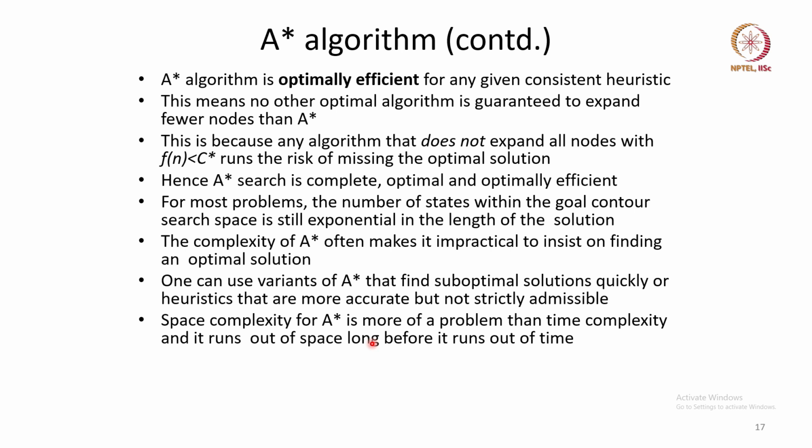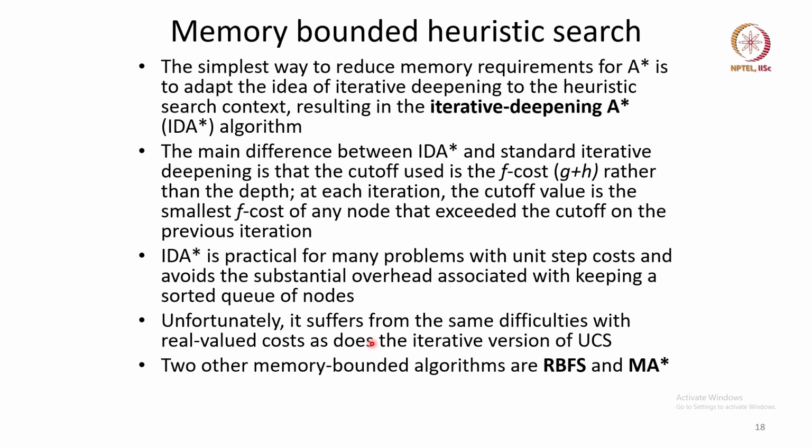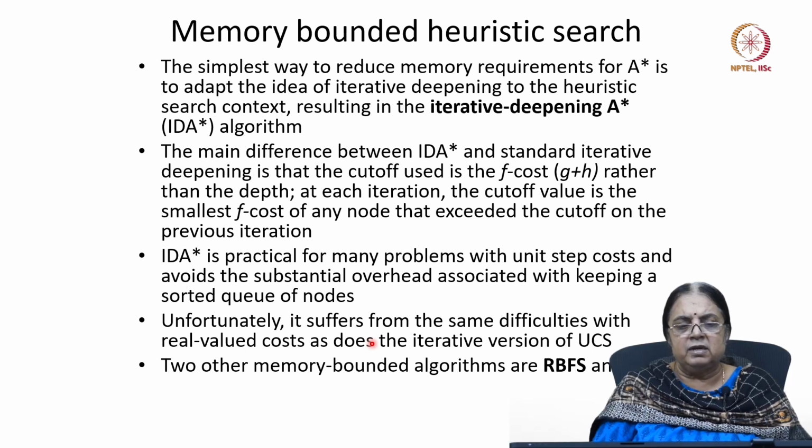So there are variants of A star that find suboptimal solutions. A star also has a problem with the complexity, but it is much less as compared to the breadth first search that we spoke about. Next algorithm we'll talk about is the memory bounded heuristic searches. There are a number of heuristic searches which are bounded as far as the memory is concerned.